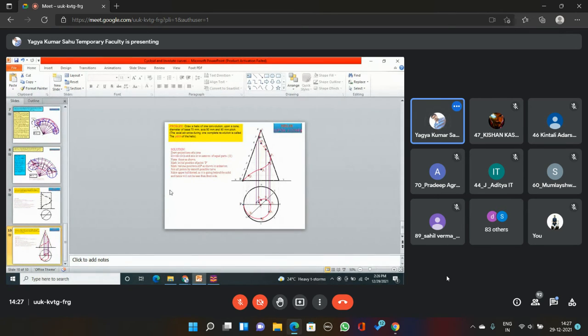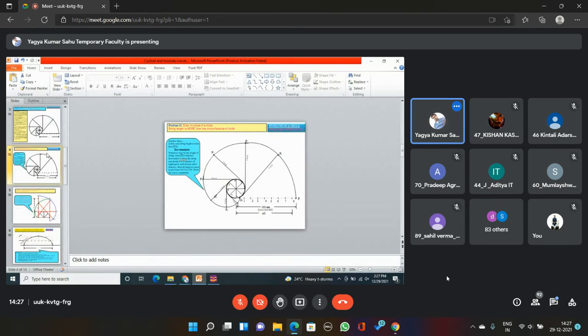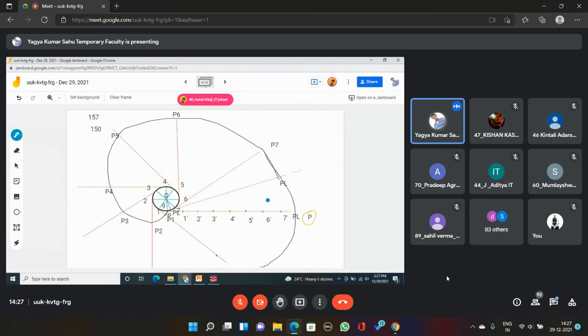Any scales, planes, diagonal scale, scale of chord, cycloid? Okay, so involute of this one.